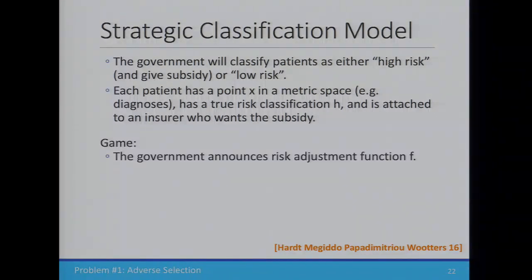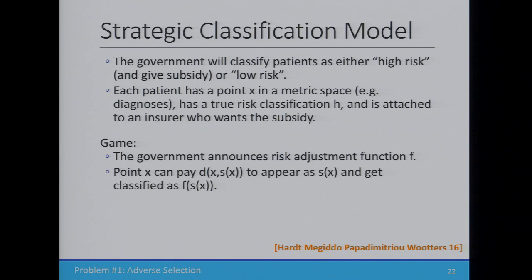Okay, so here's the game that's happening. The government is going to announce their risk adjustment function F, their function of how they classify patients as high or low risk. A patient with a point X can pay the distance between X and S of X, where S of X is some manipulated diagnosis vector, to appear as S of X. And then they'll get classified as if they were S of X. So they pay some cost, think of it as the cost to go see a doctor and change their diagnoses, and then they're going to get classified based on their changed diagnoses.